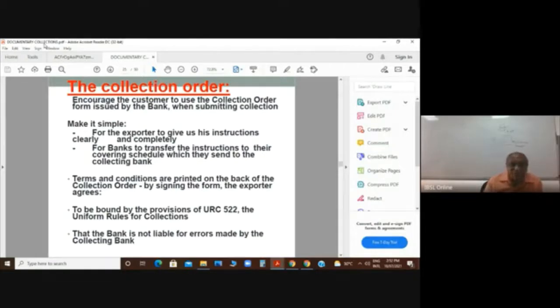And terms and conditions are printed on the back of the collection order. By signing the form, the exporter agrees that they are bound by the provisions of URC 522, right? The Uniform Rules for Collections.